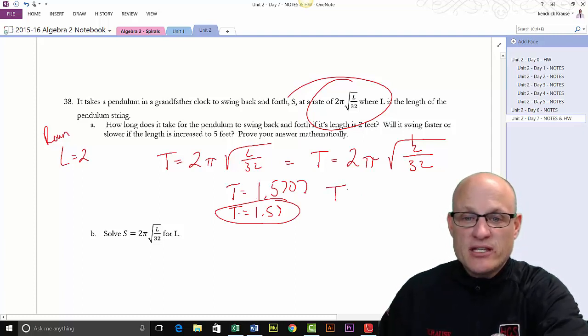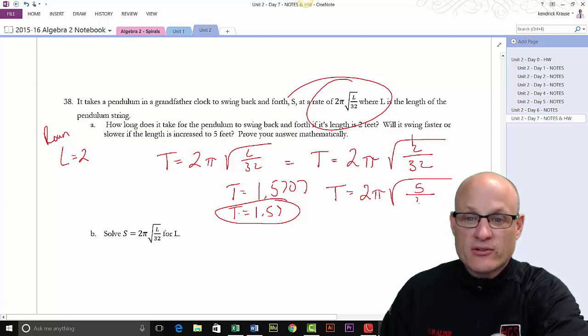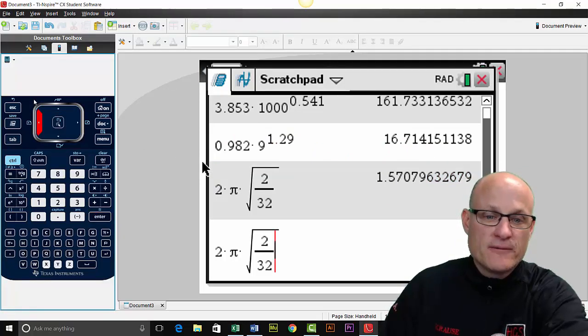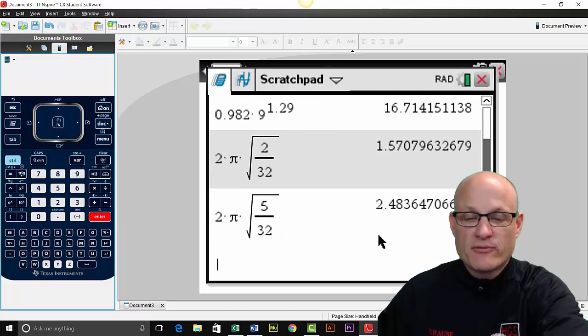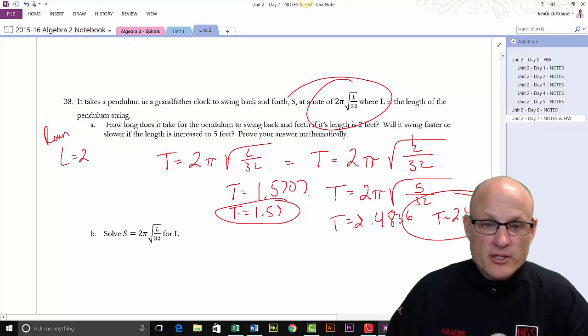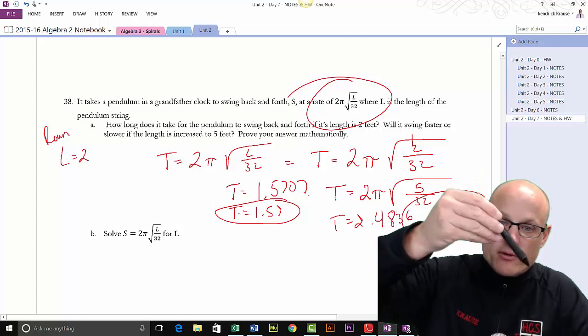So now it's t equals 2 pi square root of 5 over 32. I'm going to do the same exact math, except now instead of 2 feet, I'm going to make it 5 feet. And of course, this is going to be slightly larger. So time equals 2.4836, so time equals 2.48. And obviously, it's longer the longer the pendulum. If you think about it, back and forth.